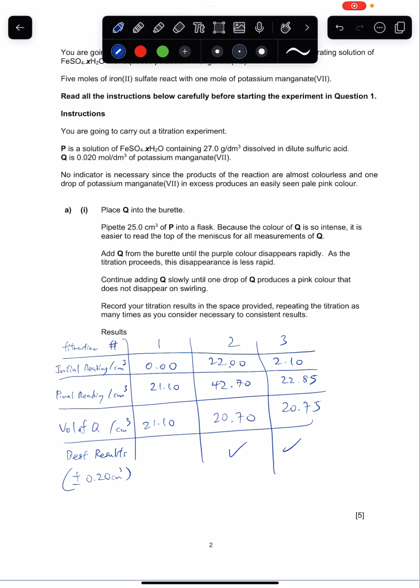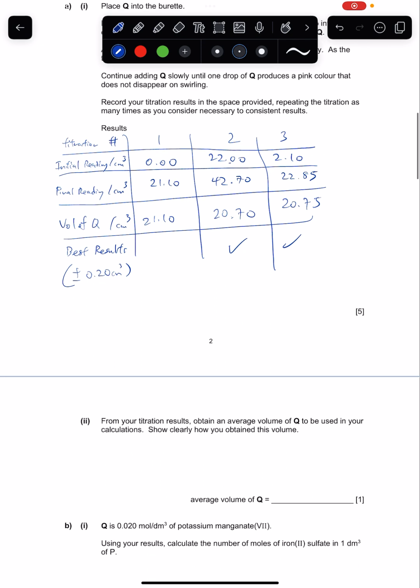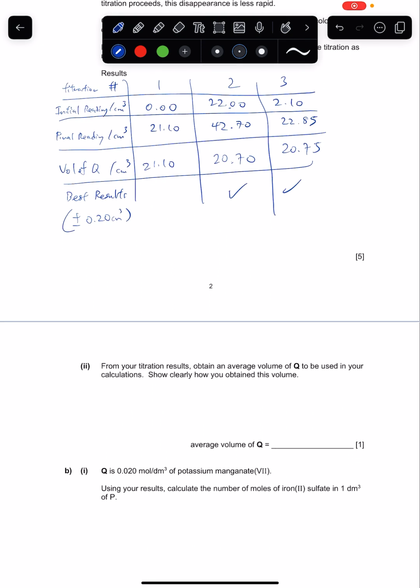So what are the marks? Headings. You memorize this table word for word, 1 mark. You leave all the numbers in the table to 2SF, 2nd mark. Best results, choose accordingly, 3rd mark. So continue. How do you find the average volume? Average volume of Q is 20.7 plus 20.75 over 2, 20.725, 20.73 cm cube, 2dp.